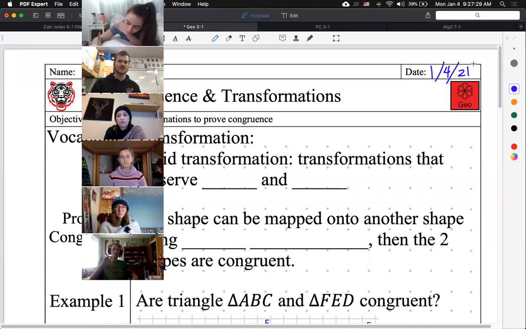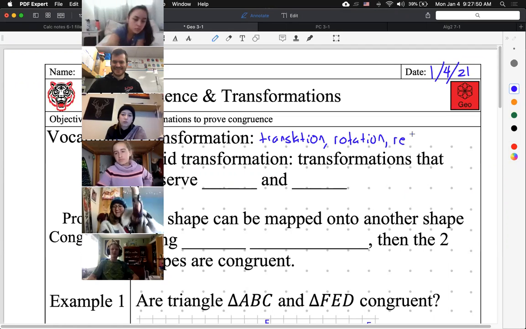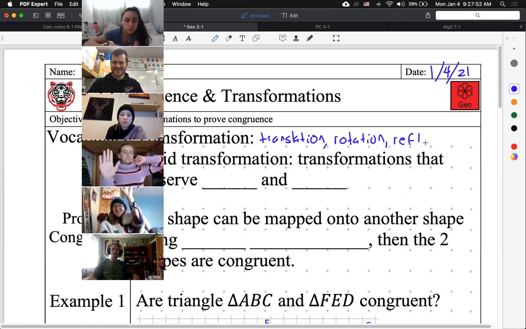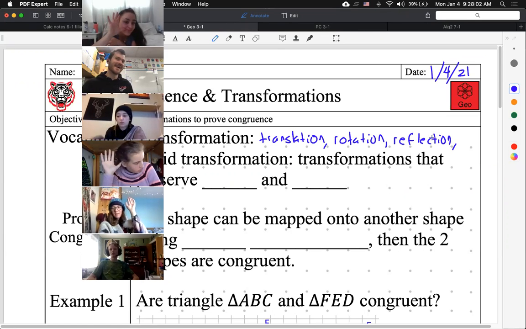A transformation. What is a transformation again? Can you give me our 4 transformations that we've talked about over and over before, Charles? Translation, rotation, reflection, and... translation, rotation, reflection. Sorry. What's that 4th one? The last rigid transformation. I'll give it to someone else.